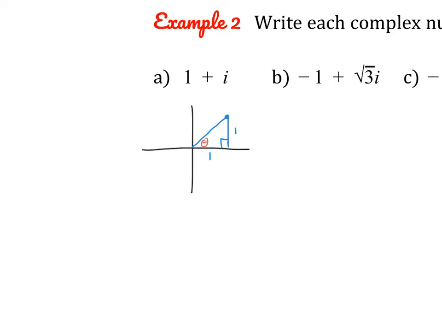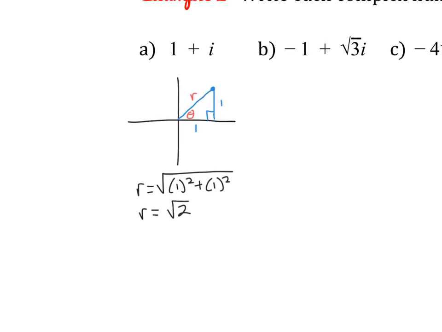So again, let's start by finding that r value. Remember, the r value is just the modulus, so it's the positive square root of 1 squared plus 1 squared. So in this case, r is going to be the square root of 2. And then to find our argument, which remember is that angle theta, we would say tangent of theta equals 1 over 1. So theta is the arctangent of 1, which is pi over 4.